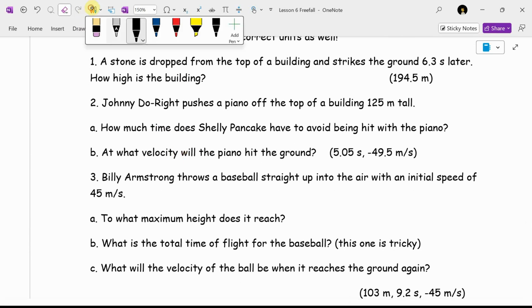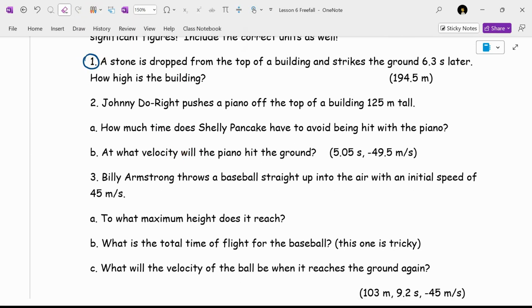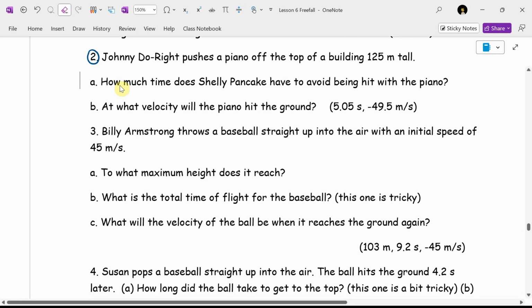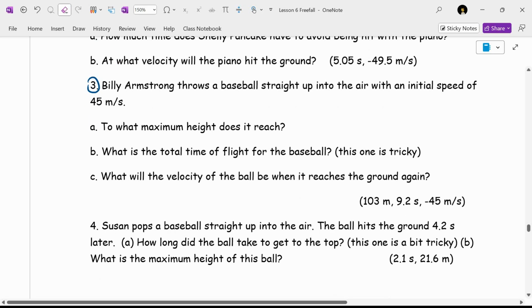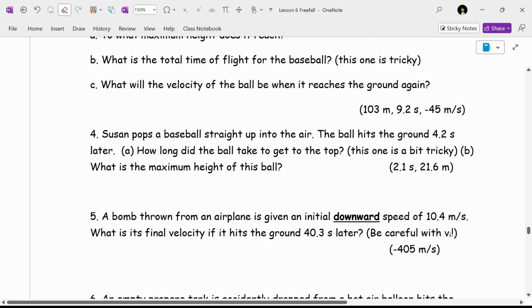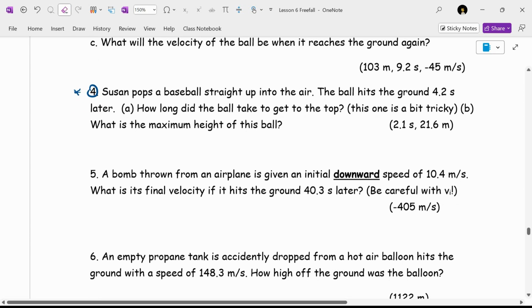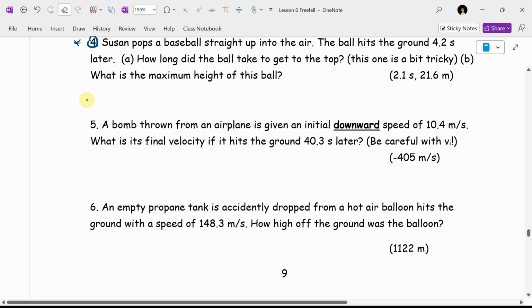I think you can try number 1. You want to do these on a separate piece of paper? You can try number 2. You can try number 3. Put a star next to number 4. You can try number 4. I haven't quite talked about number 4 yet. 5 is good. 6 is good.